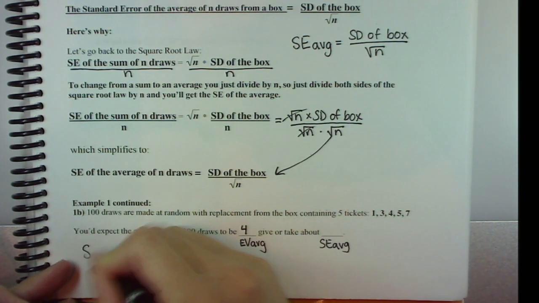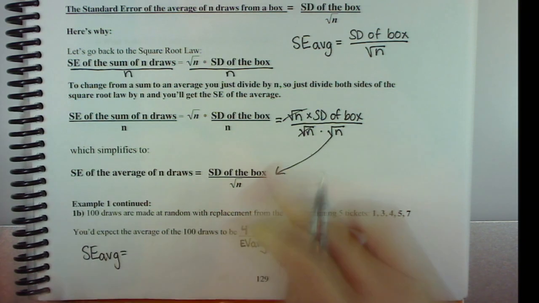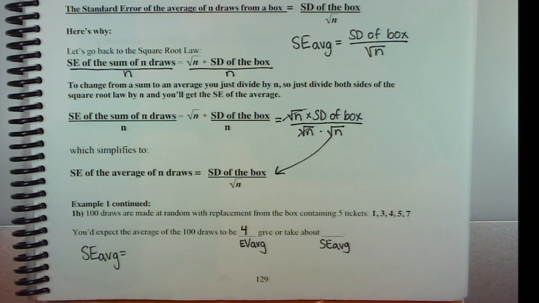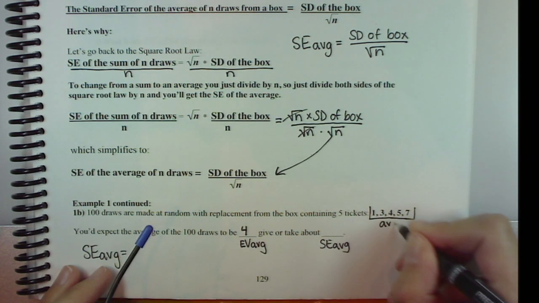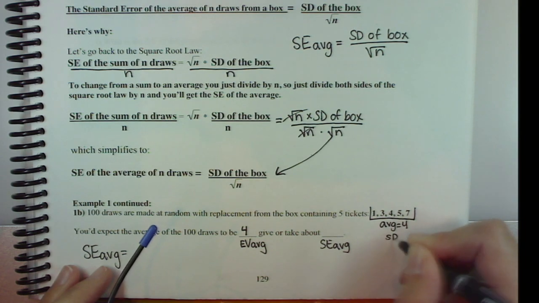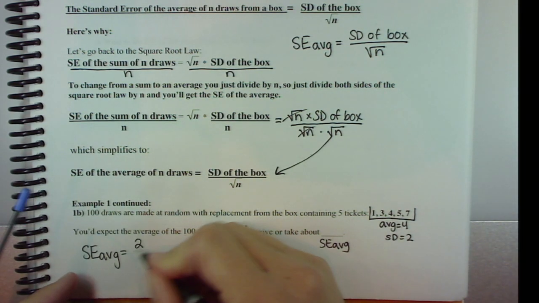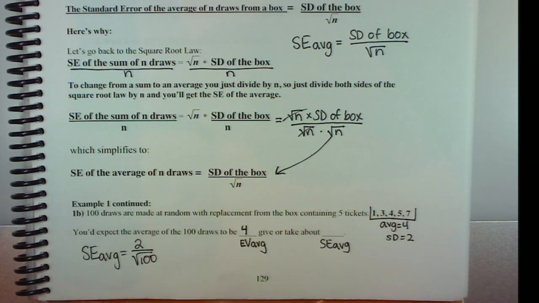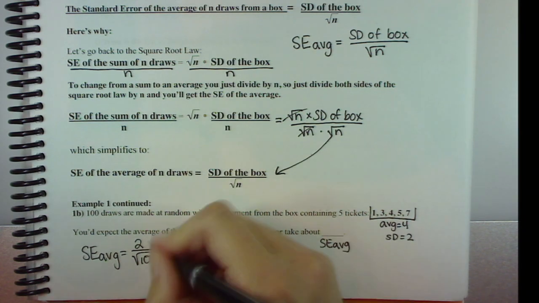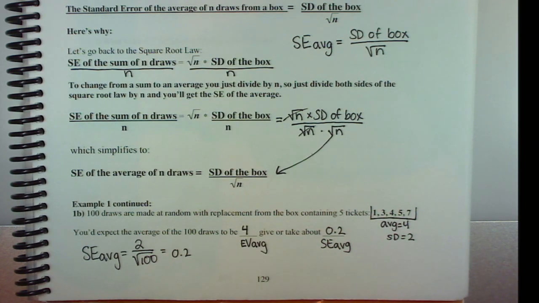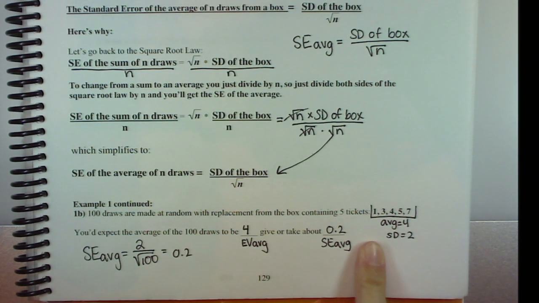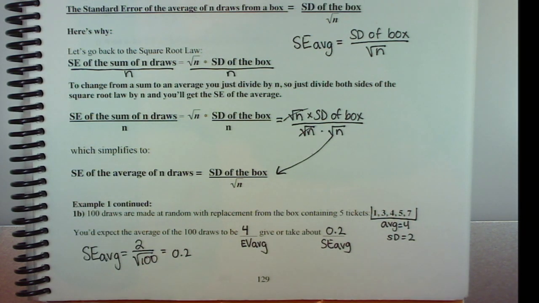So if I was going to calculate this, I know the formula. Right here is just SD over square root of n. So the SD of this box, this is the same box as above. We said the average was 4, and the SD was 2. So 2 divided by the square root of n, which was 100. So what is that? 2 over 10, 0.2. So this is saying I'd expect the average to be between 3.8 and 4.2. If I drew 100 times out of this box and averaged up all my tickets, that's what I would expect to get.